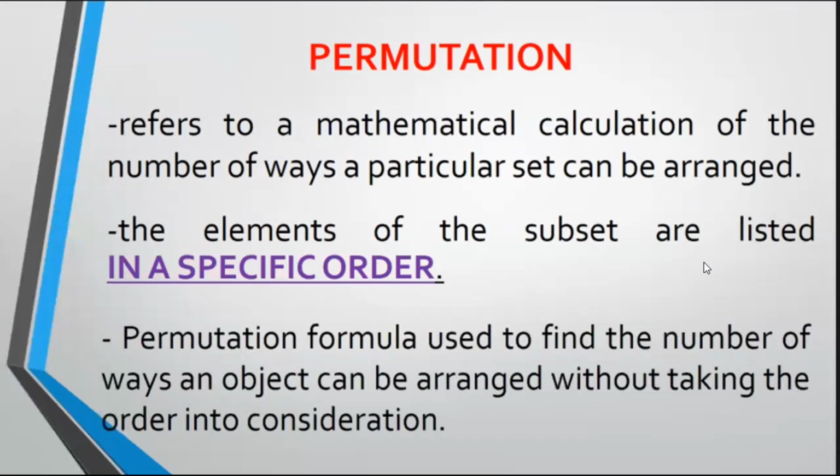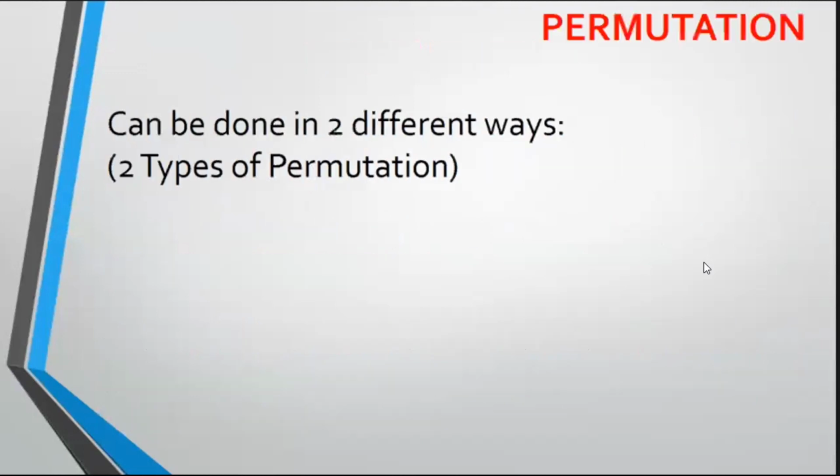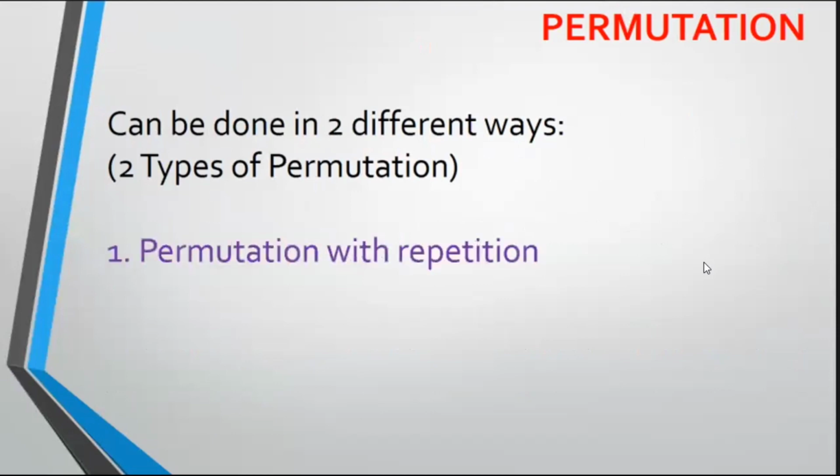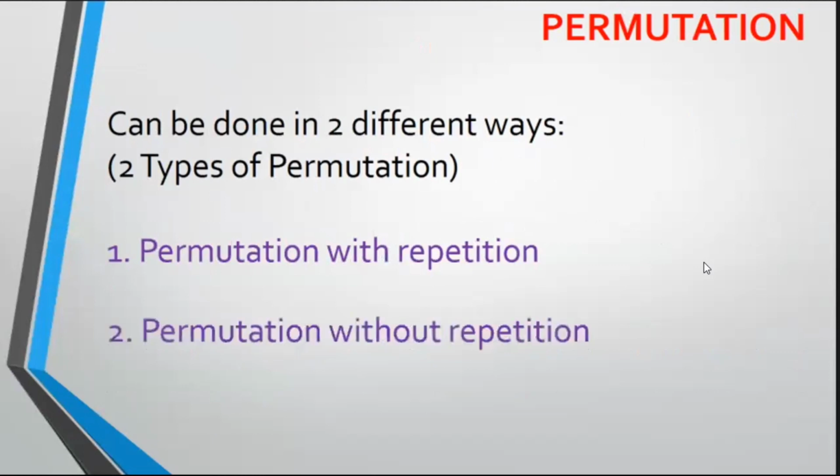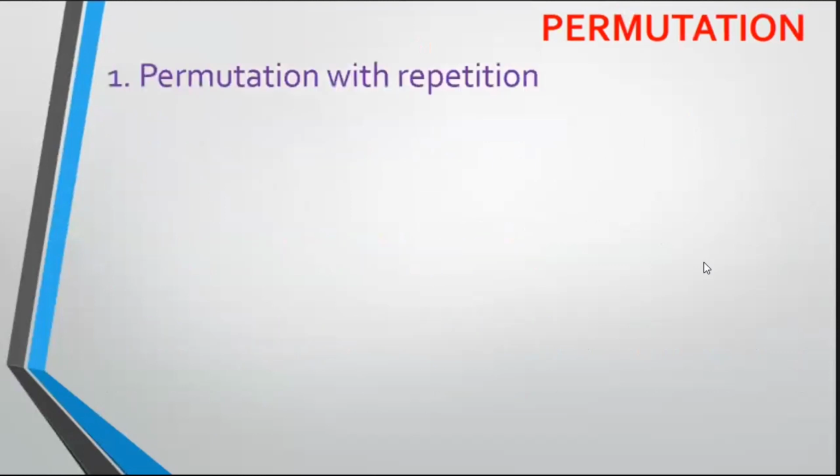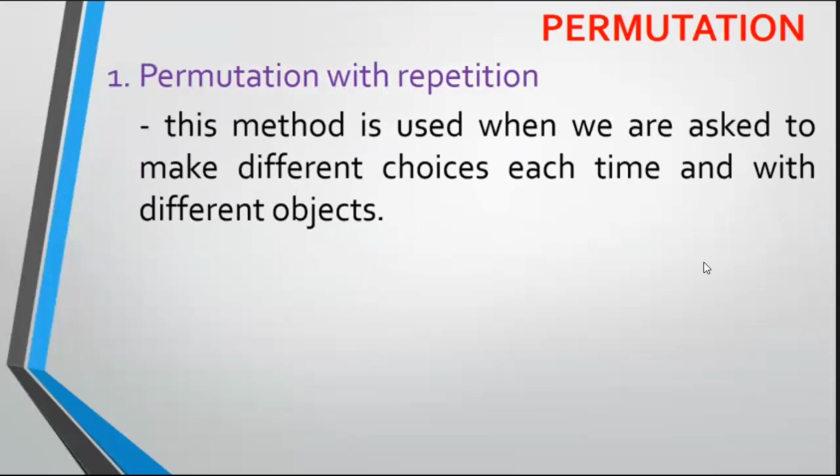So the permutation formula is used to find the number of ways an object can be arranged, taking the order into consideration. Permutation can be done in two different ways, which are the two types of permutation. One is the permutation with repetition, and the second one is the permutation without repetition. So let's tackle first the permutation with repetition. This method is used when we are asked to make different choices each time and with different objects.